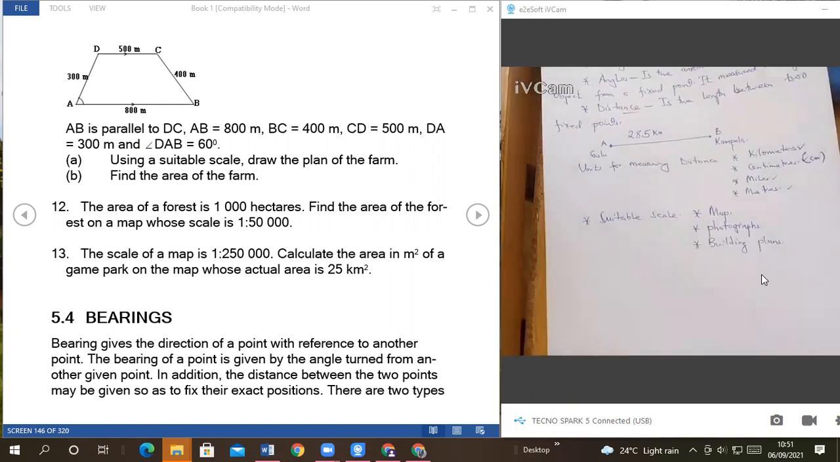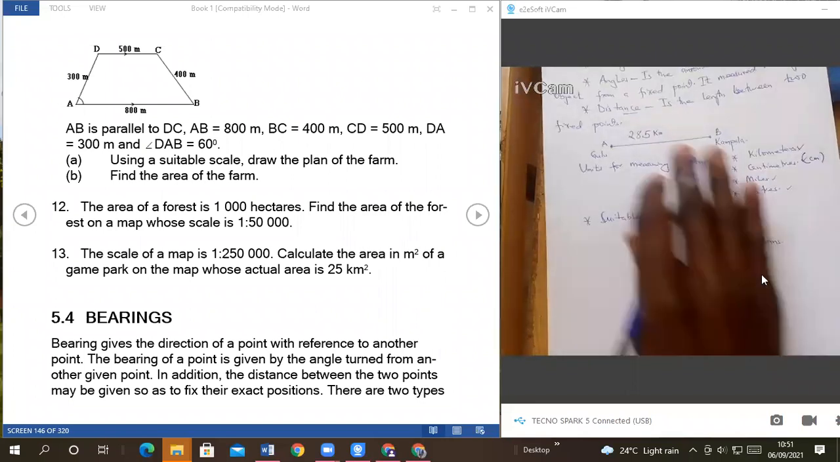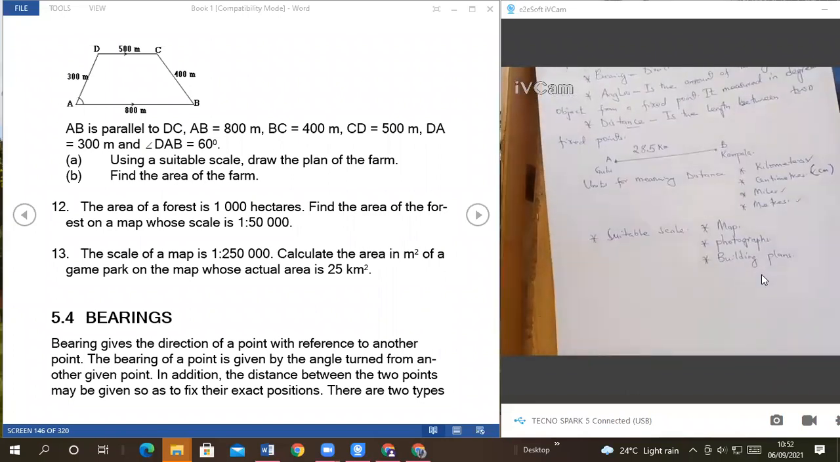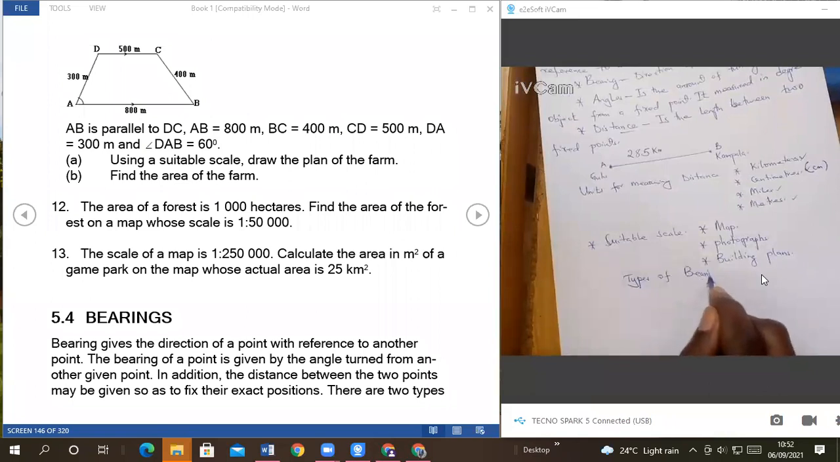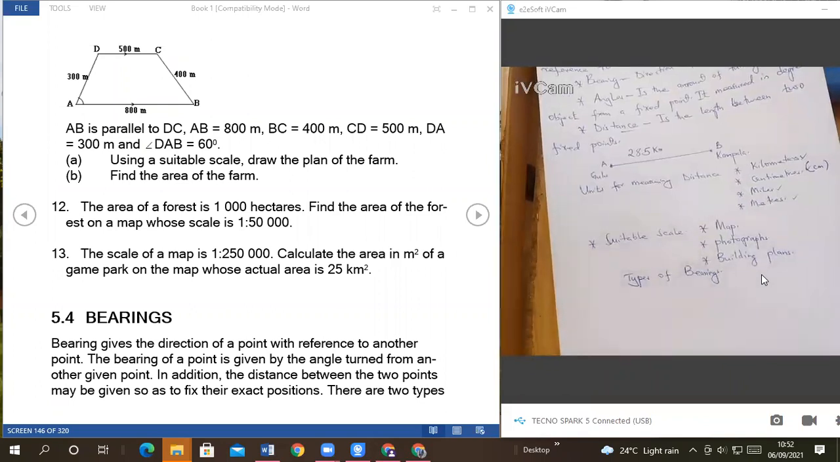Are you together, members? Yes. So those are the things we have to put into context for us to understand bearing very well. So we have two types of bearing. Now let's go to types of bearing.